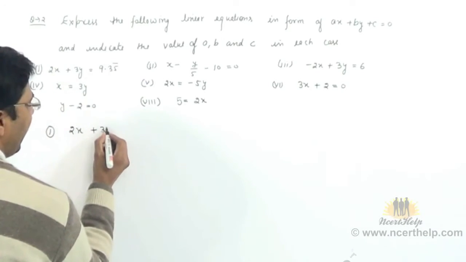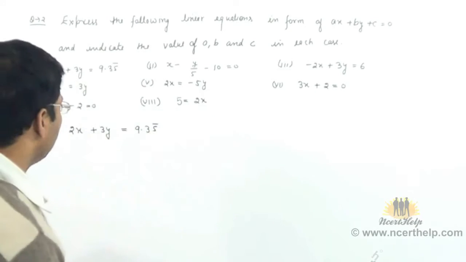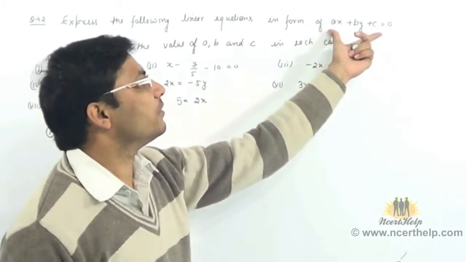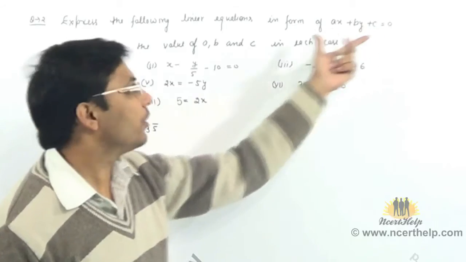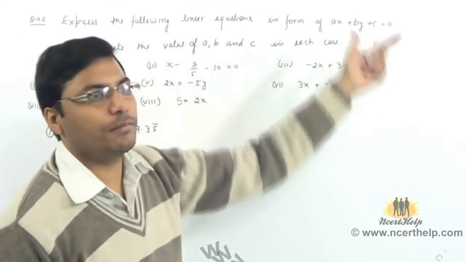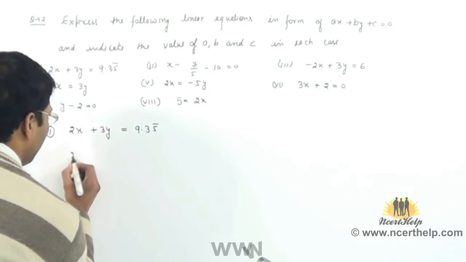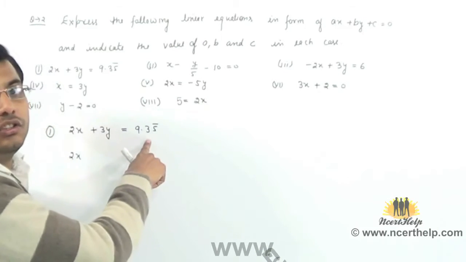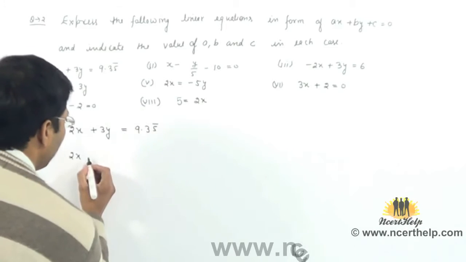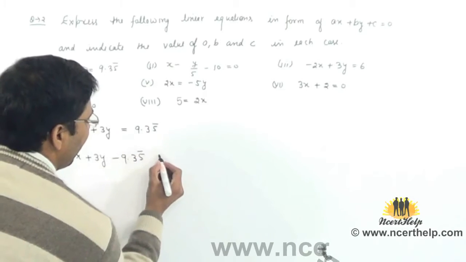2x plus 3y equals 9.35 bar. So this is our problem. First, we will convert this equation in form of ax plus by plus c equals 0. Because it is given, express the following linear equation in the form of ax plus by plus c equals 0. So first, here should be 0. So how can we obtain 0 on right hand side? To get 0, we have to subtract 9.35 bar both sides.